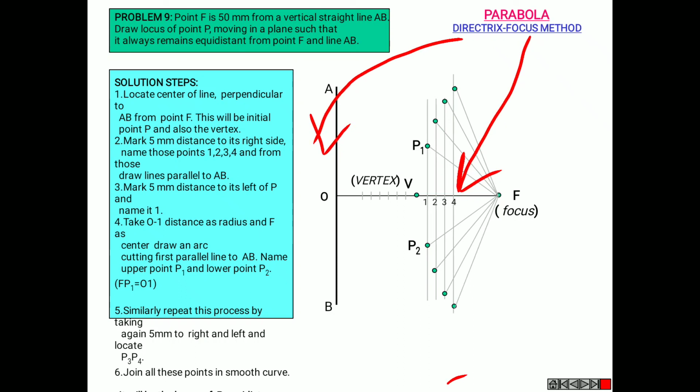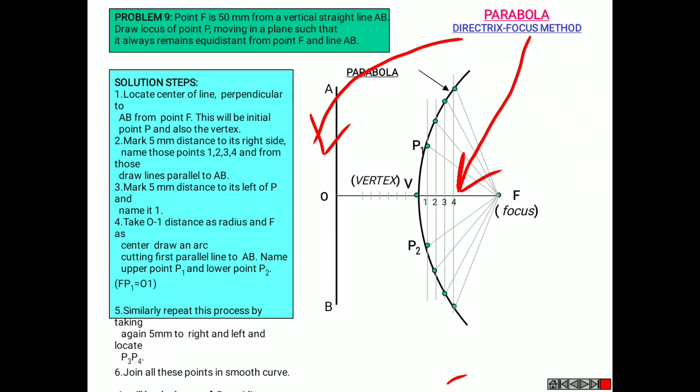Now join all these points, passing through your vertex V, in order to obtain a smooth curve called parabola. See, this is your required parabola. Is it clear? Okay, so this is about the parabola session.